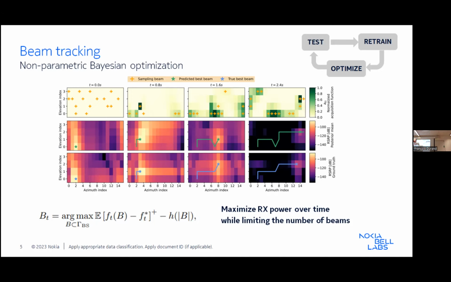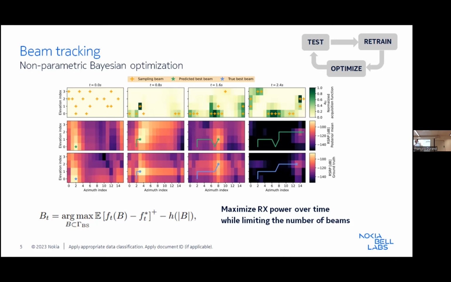For a certain elevation and azimuth. So this function, you basically want to track the point where the function is yellow. In order to do that, what you can do is to sample the function at points. The thing is that you don't want to sample at too many points because otherwise you have too much overhead. So basically you have a trade-off.